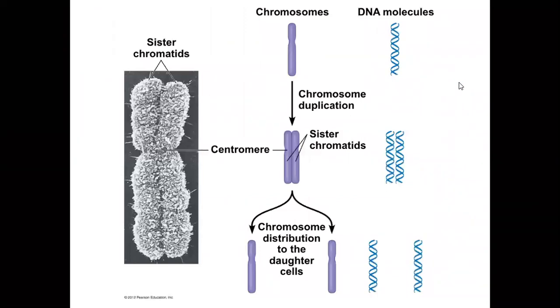Okay, so in this figure, you can see chromosome duplication and distribution. Here on the left, this is an electron micrograph of a duplicated chromosome, the crisscross structure that I'm talking about. So this whole structure is a duplicated chromosome. This portion is your sister chromatid. This is another sister chromatid. But again, taken together, it's a duplicated chromosome.